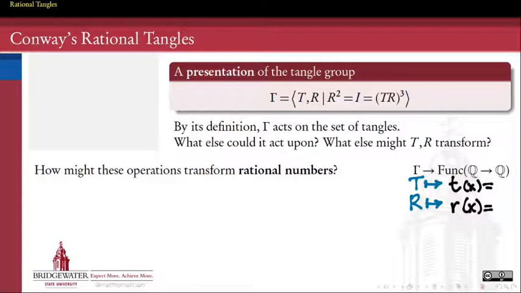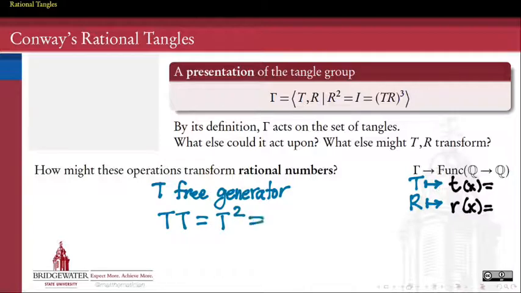And the minimum that we would like for these functions to do is that when I combine these functions with one another, they should satisfy the same relations that the tangle group elements did, right? So for example, we know that T is a free generator. In other words, no matter how many times I compose it with itself, I get something which is still not the identity. It's not the identity.